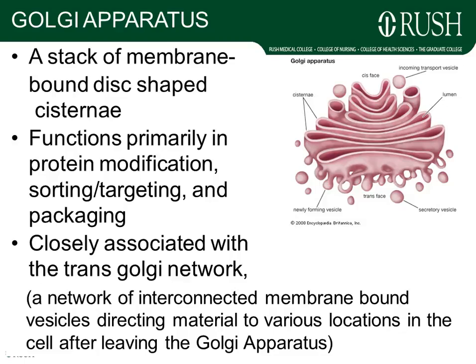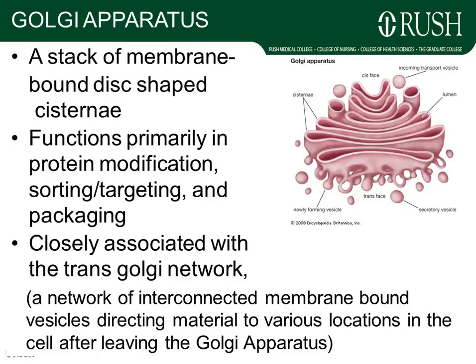The next organelle is another membrane-bound organelle called the Golgi apparatus. This is, in appearance, a stack of membrane-bound disc-shaped cisterna, and usually it's surrounded by quite a lot of vesicular traffic on both the trans and cis face, as well as transferring on the lateral face from one stack to the next.